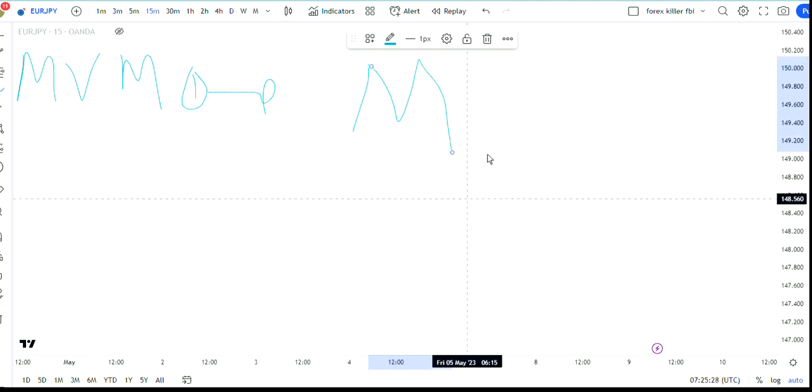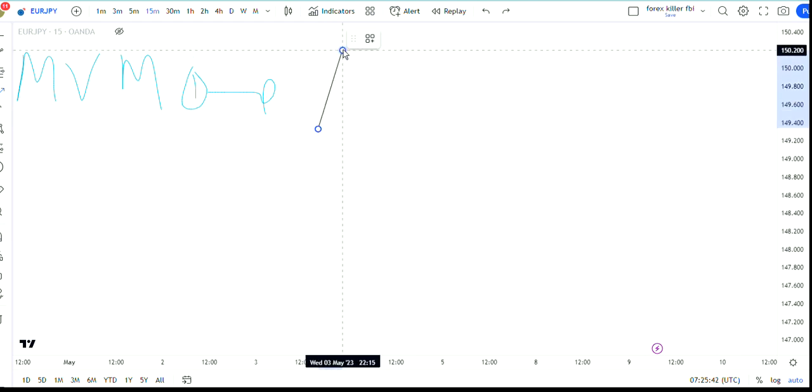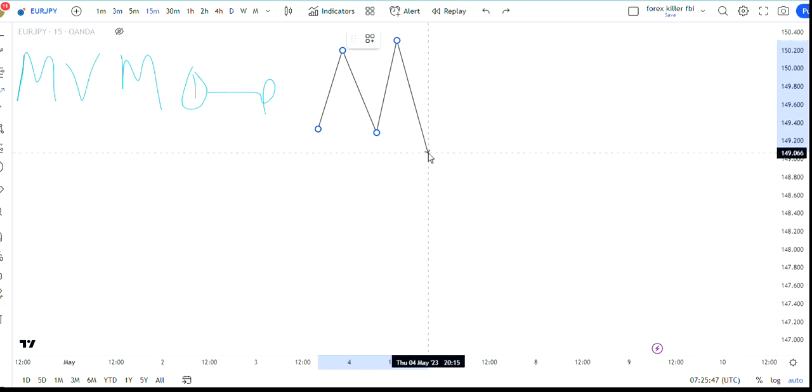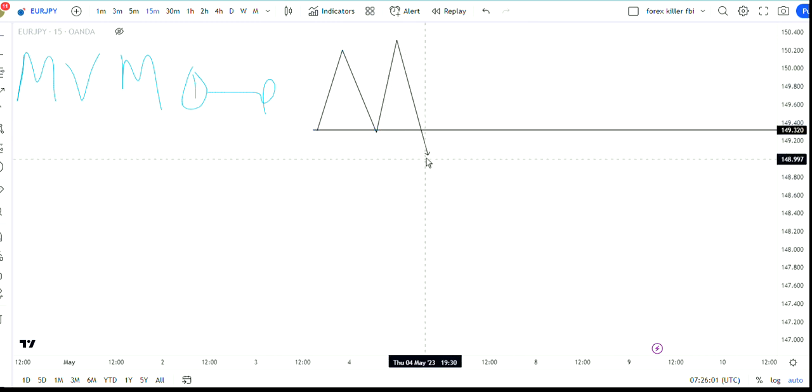Okay, we have a market. This is what we call the M structure, which is used as a reversal pattern. Here is what we call the neckline. After breaking that neckline, we expect the market to retest it.